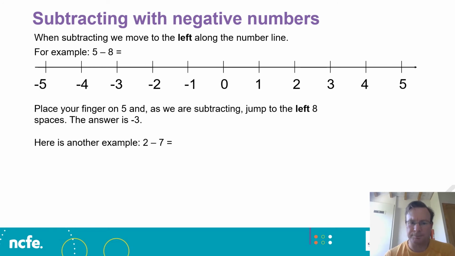Now, here's an example. I just want you to work this out yourself. 2 minus 7. Put your finger on the 2, figure out what 7 is. You should see. Are you ready? 1, 2, 3, 4, 5, 6, 7. So we go all the way to the left and come up with minus 5.